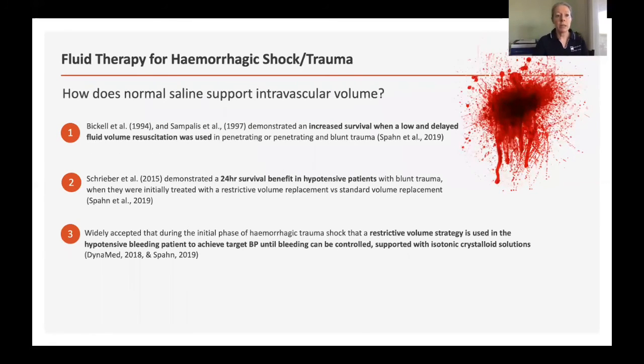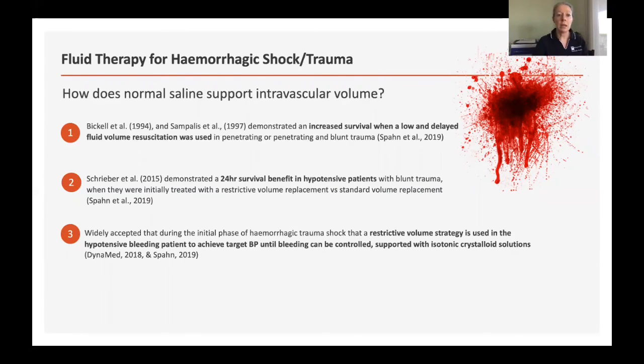If we look back at the research, how does saline support this? One of the first studies was undertaken by Bickel and others in 1994, and there was another study by Sampalis undertaken in 1997. These were both prospective studies that demonstrated an increased survival when a low and delayed fluid volume resuscitation was used for trauma patients.